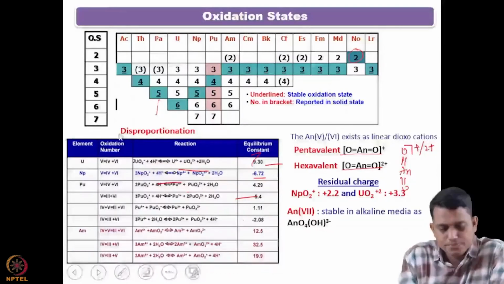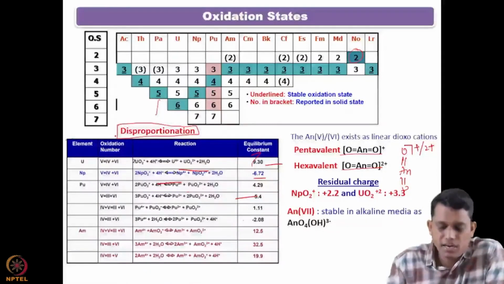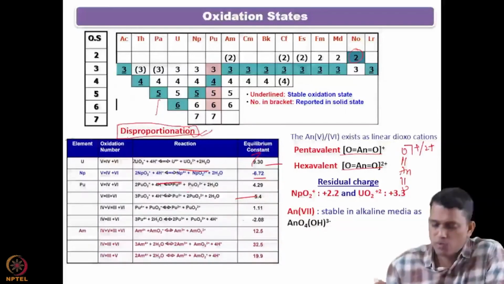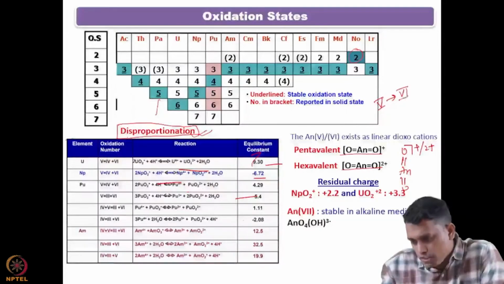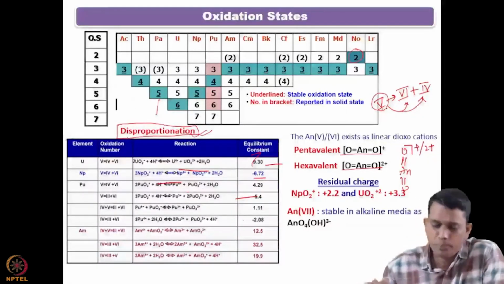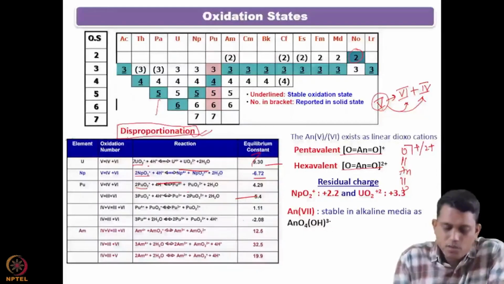So let us see. As I told you, most of the time the pentavalent states are very much unstable because of the process called disproportionation. What is disproportionation? Disproportionation is nothing but you start with one oxidation state, let us say 5, and that results in two oxidation states, that is +6 and a lower one. It is the splitting of one oxidation state into one higher and one lower oxidation state. That is very common for the pentavalent ion. As you can see, uranium, neptunium, or plutonium, all of them undergo disproportionation.